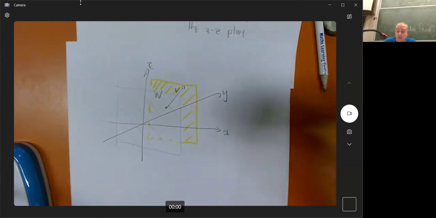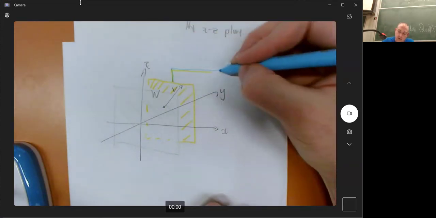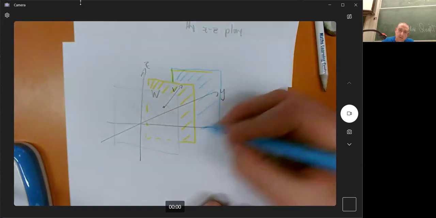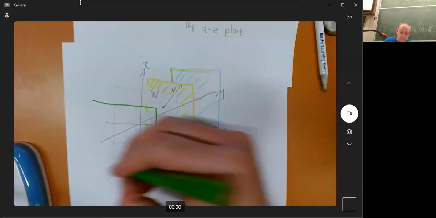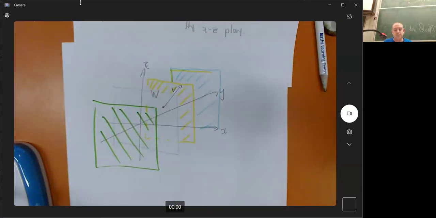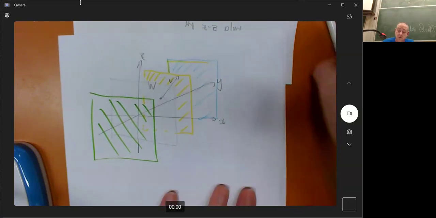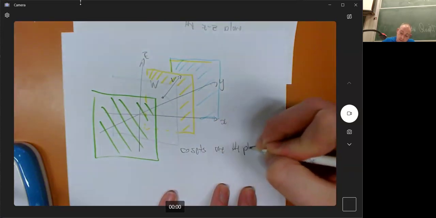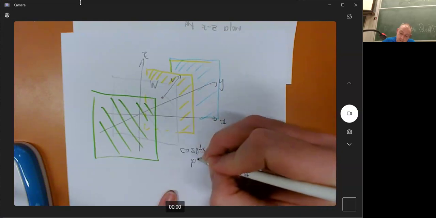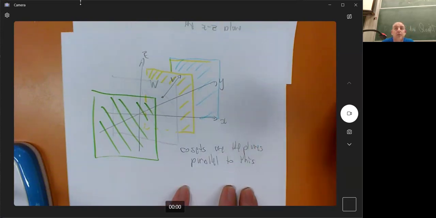And so the cosets are going to be, do a slightly different color. Really should have used the lightest color at the back, but it's too late now. The cosets are going to be all the planes that are parallel to this plane. That's what the cosets are. So the cosets are the planes parallel to this.